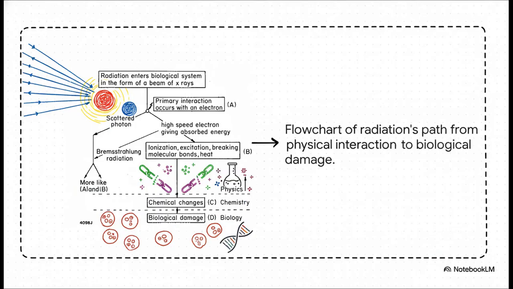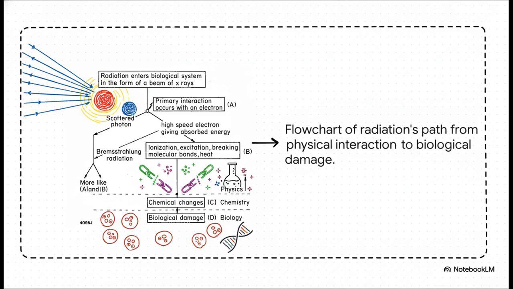Okay, let's start with the big picture. When a beam of X-rays hits, say, your arm, it kicks off this whole cascade of events. This chart here lays it all out. It all begins with what we call a primary interaction. That's the physics part, where an X-ray photon literally collides with an electron. This single collision can send that electron flying and scatter the original photon.